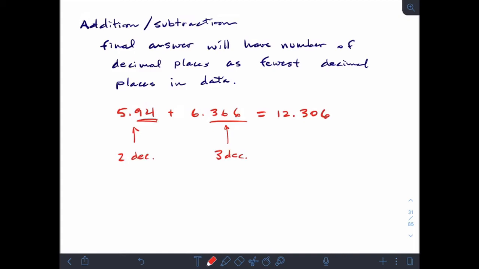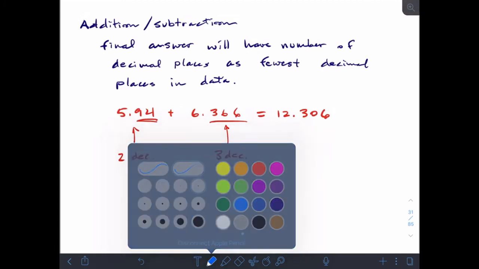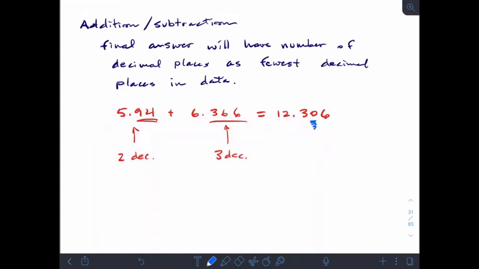Okay, so the rule says that my final answer will have the same decimal places as the fewest decimal places in my data. All right, so what I'm going to do is I'm going to look right here. That's my second decimal place. Now I have to either round up or round down by looking at 1 digit to the right. Okay, just one digit. We're not going to look more than one digit.